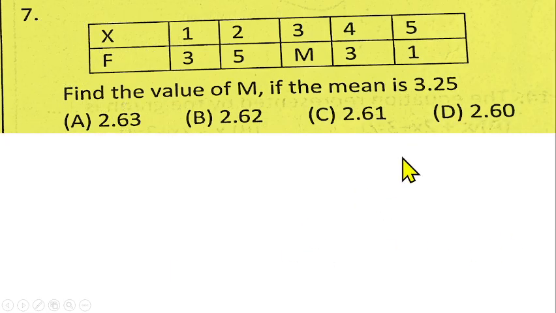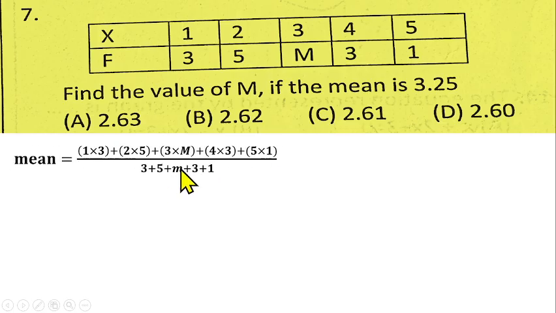Question number 7 is from statistics. You are given this table. We are told that you have to find the value of m here, if the mean is 3.25. Then how do we find the mean of a group data? Mean of group data will be 1 times 3 plus 2 times 5 plus 3 times m plus 4 times 3 plus 5 times 1 over the sum of the frequency. Sum of this frequency will be 3 plus 5 plus m plus 3 plus 1.